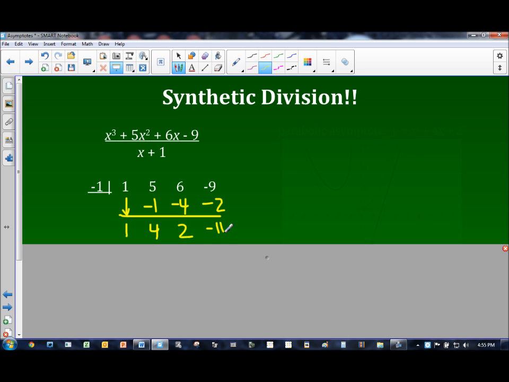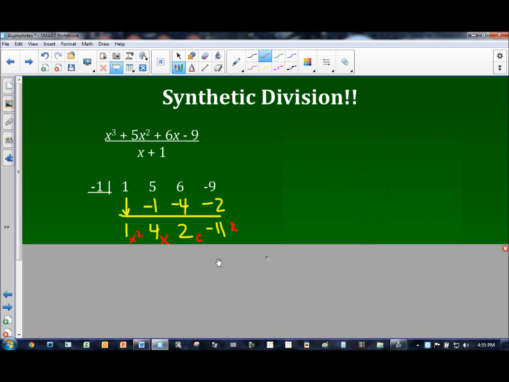And just remembering from the previous example, the very last number is always my remainder. So I put an R there. Then working to the left, this is my constant. These are my x's. These are my x squareds.